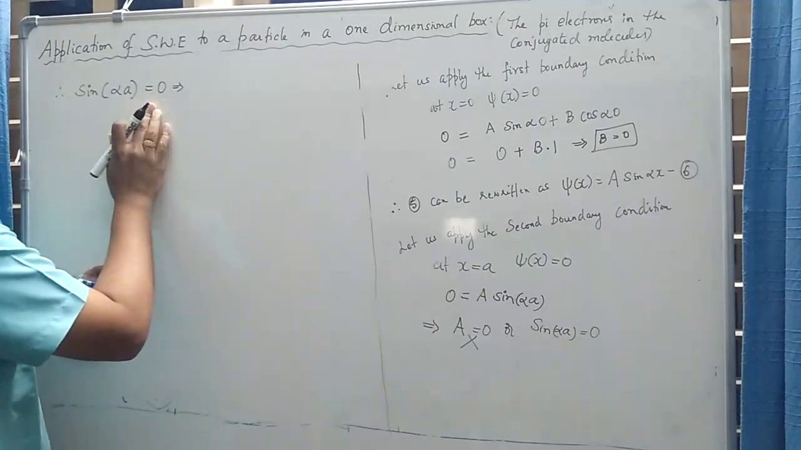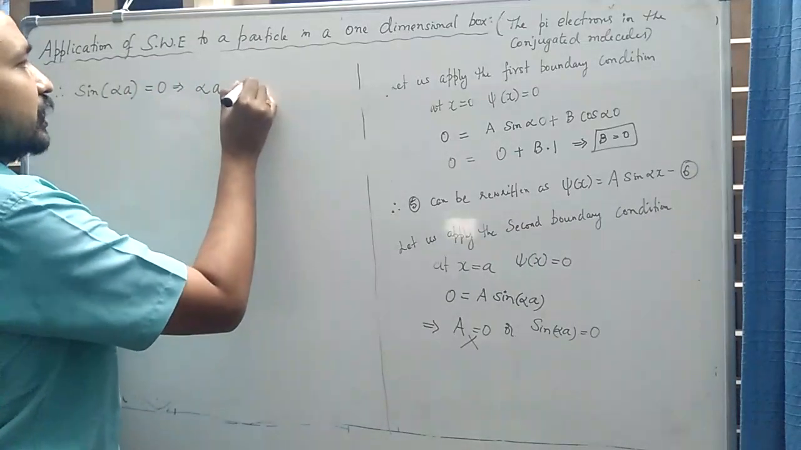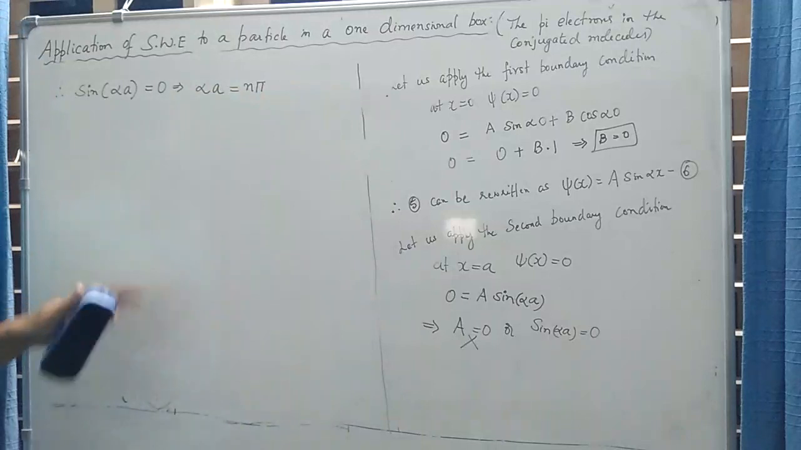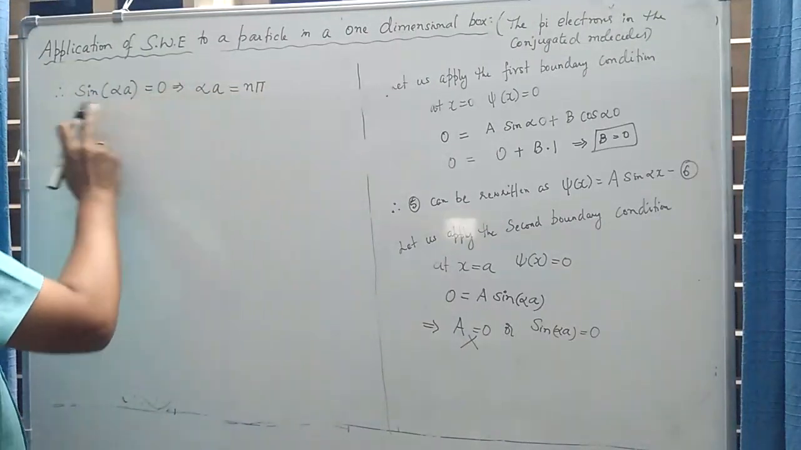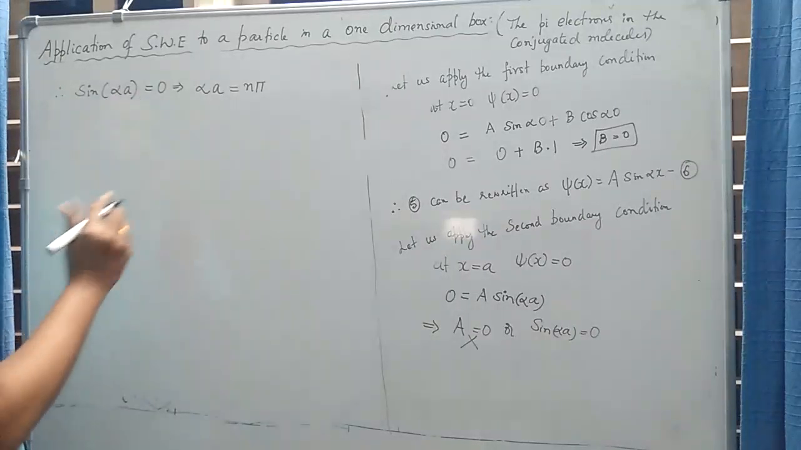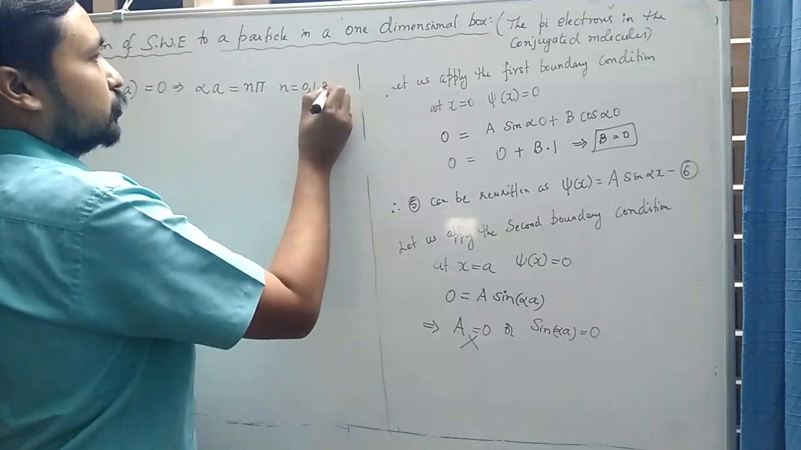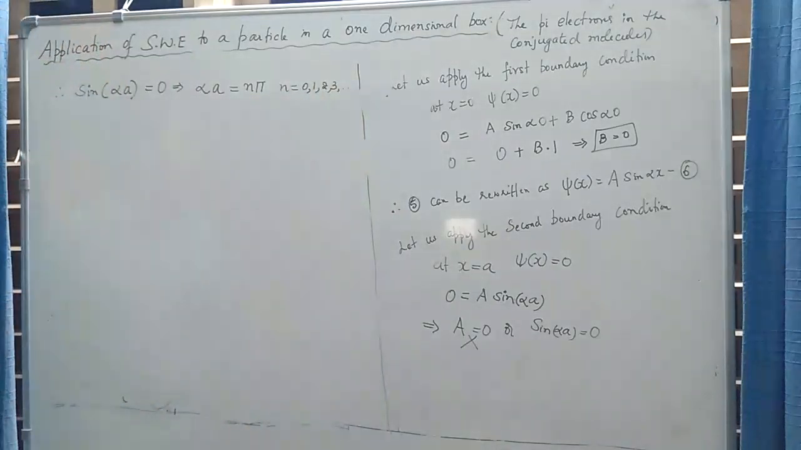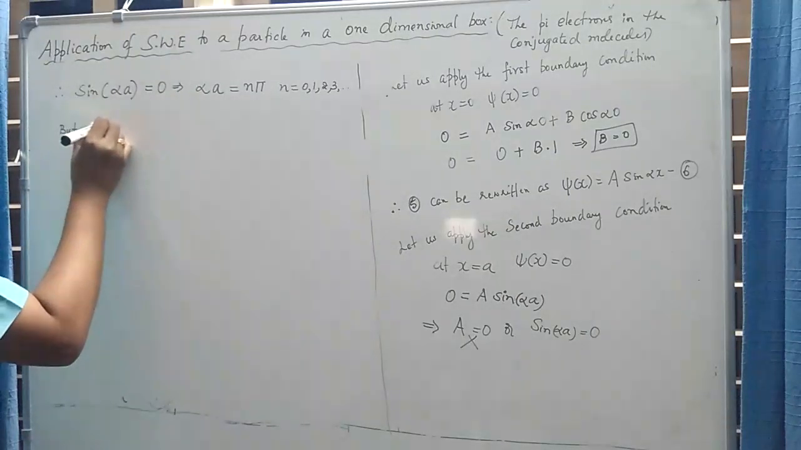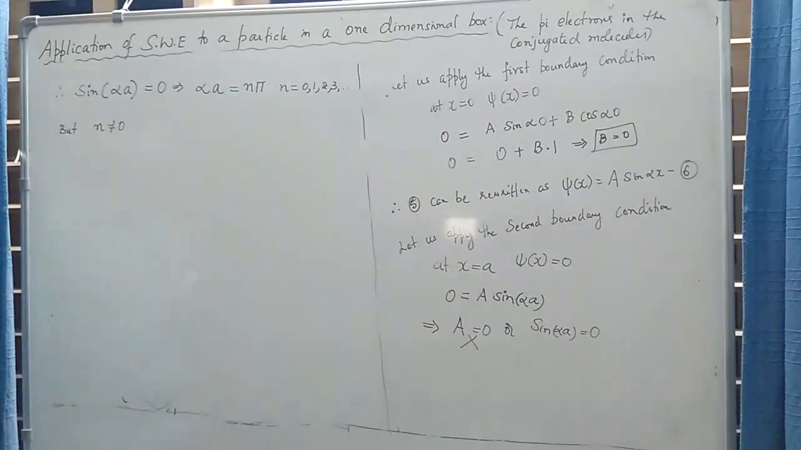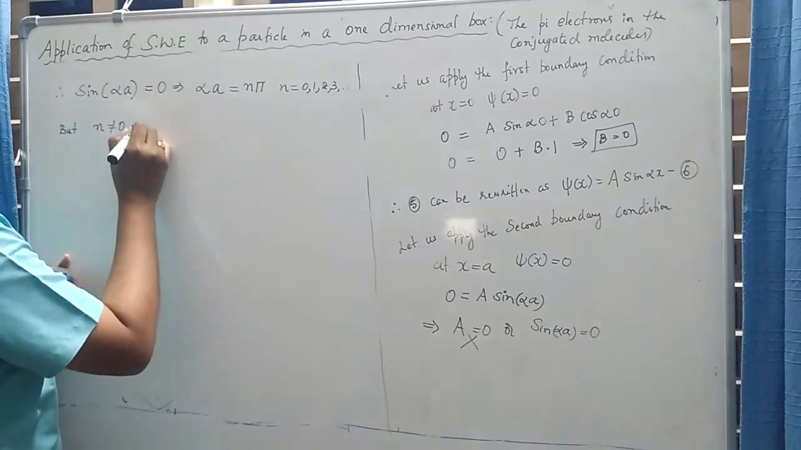So this becomes true if and only if the value of alpha into A is equal to n into pi. If alpha into A is n into pi, then sin of alpha A will be equal to 0, where n is 0, 1, 2, 3 and so on. But we can again prove that the value of n cannot be equal to 0. Why?